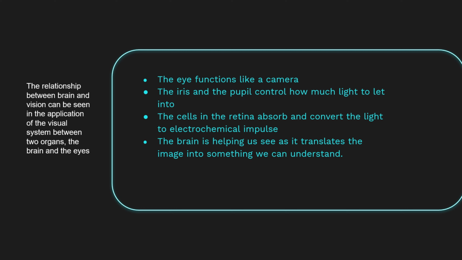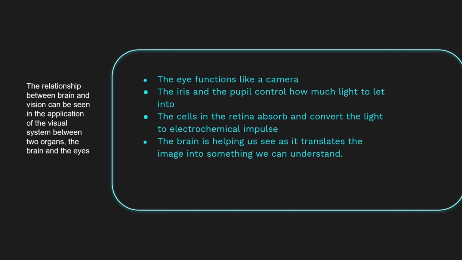Firstly, the eye functions like a camera. The iris and the pupil control how much light gets into the back of the eye, much like the shutter of a camera. When it is very dark, our pupils get bigger, letting in more light. When it is very bright, our irises constrict, letting in very little light. The focused light rays are then directed to the back of the eye onto the retina, which acts like the film in a camera. The cells in the retina absorb and convert the light to electrochemical impulses, which are transferred along the optic nerve to the brain. And the brain helps us as it translates the image into something we can understand.